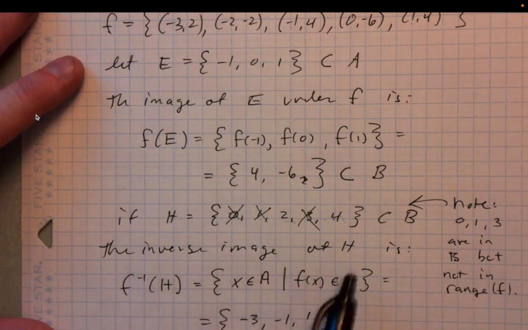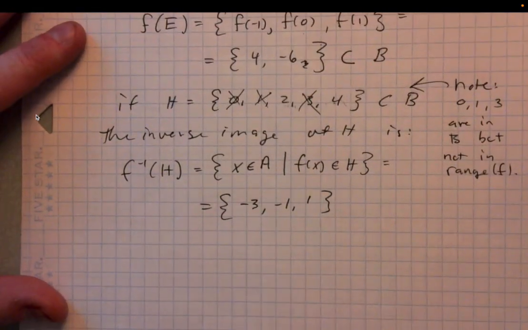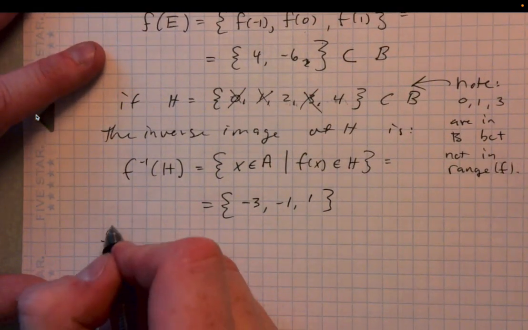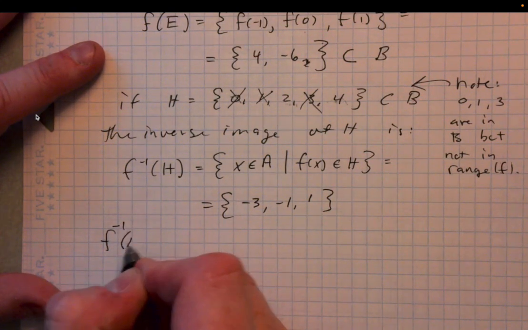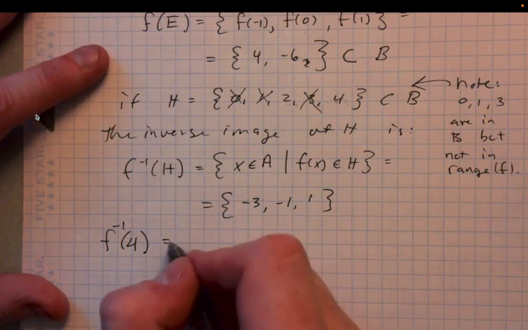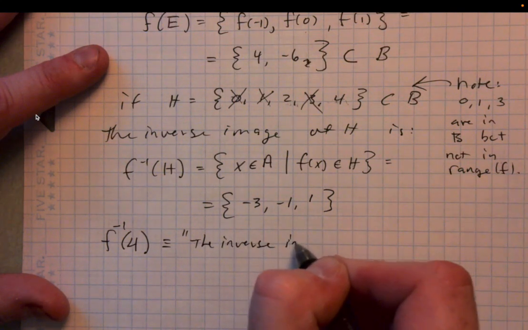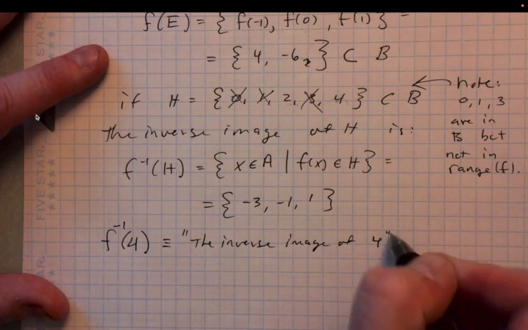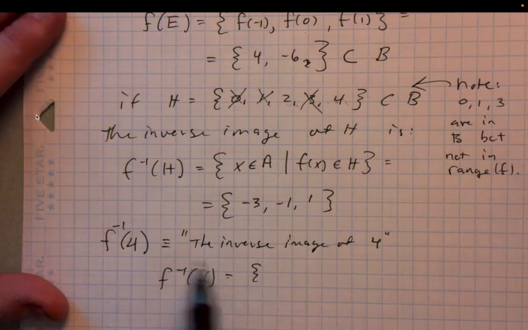We would say the inverse image of H would be these three elements here. Okay. Now, we can also use the notation of basically saying what's the inverse image of a particular element. So we might say, what's the inverse image of 4? And so F inverse of 4 is going to be everything in the domain that maps to 4. And so we can look up here and see that that's negative 1 and positive 1.